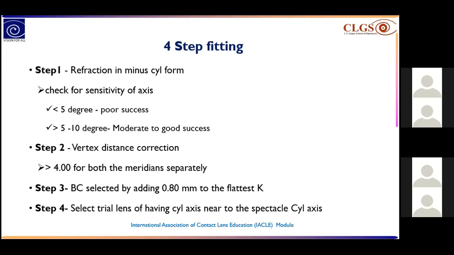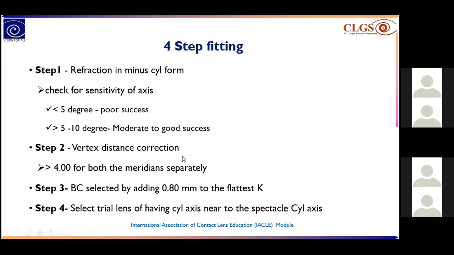So there are four steps involved in fitting soft toric contact lenses. First, the refraction should be in the minus cylindrical form, and during the subjective acceptance only you have to check the sensitivity of the axis. While doing subjective acceptance, you have to rotate the axis by 5 degrees, and then ask the patient whether he is comfortable or not. If the patient is not comfortable after rotating 5 degrees of the axis from its actual position, then that will be considered as a poor success. And if the patient is comfortable after rotating 5 to 10 degrees, then that will be considered as a moderate to good success. And the second step is vertex distance compensation.